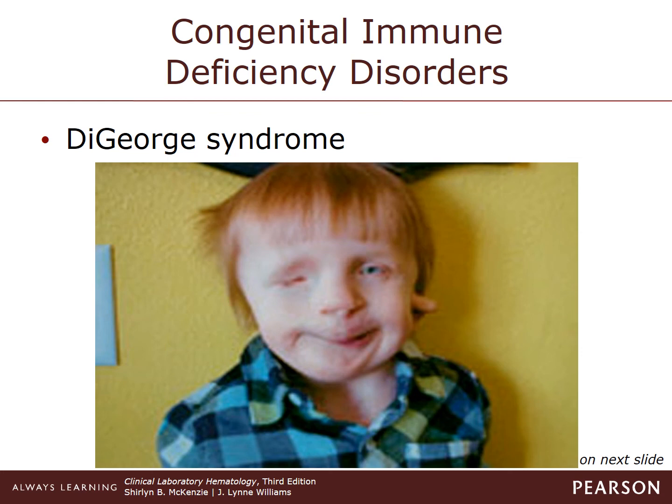Here you have normal B lymphocytes and IG levels, but you have an increased susceptibility to viral, fungal, and bacterial infections, and death can occur in the first year of life unless thymic grafts are performed.